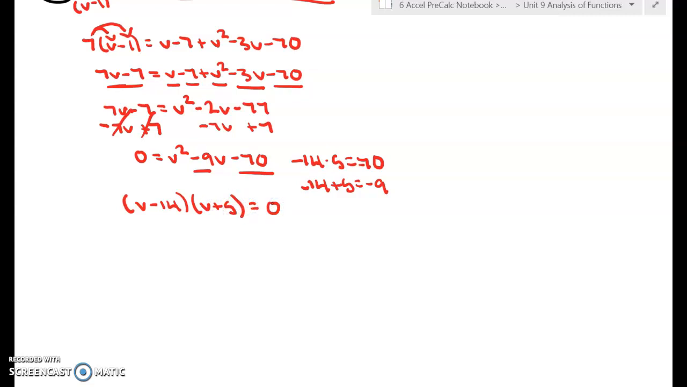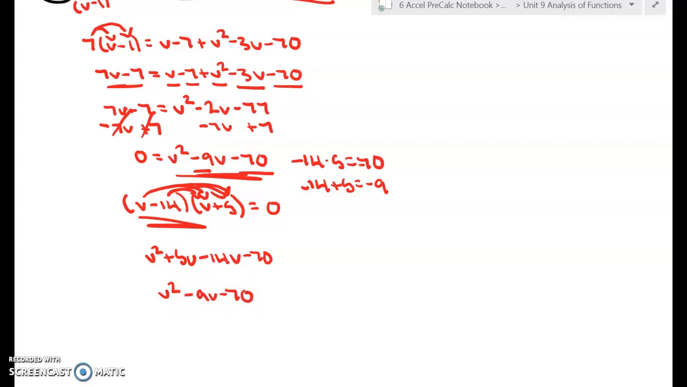And you can even check by FOILing just to make sure that this does equal this. So we can do that right now just in case. So this times this, and this times this, is v squared plus 5v. And then we do the same for the other term. So that's negative 14v minus 70. And you know that that is going to be equal to the original expression.